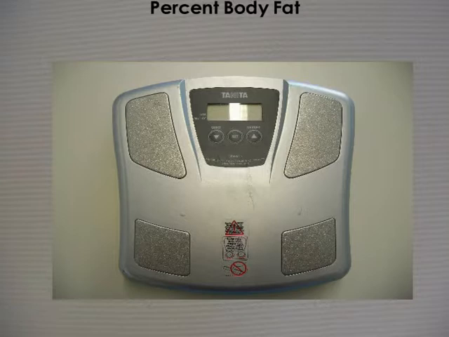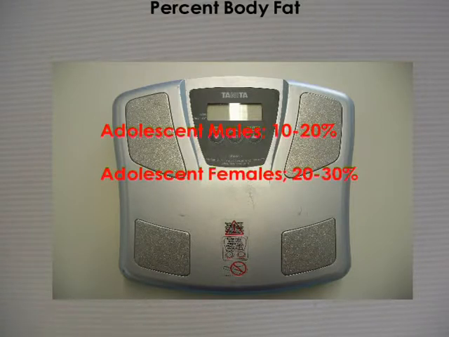The scale requires the subject to be barefoot, as the scales send a very small and unnoticeable electric current up one leg, and the proportion of the current that returns is entered into an algorithm that takes into account the subject's height, weight and sex. Data collected from the ASMS show that adolescent males on average are between the range of 10 to 20% body fat, and adolescent females are between 20 to 30% body fat.